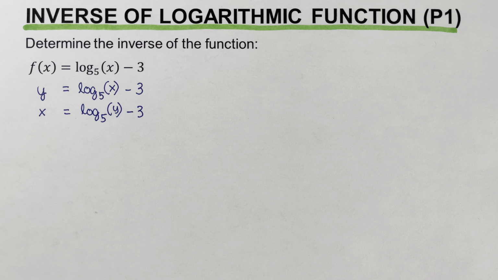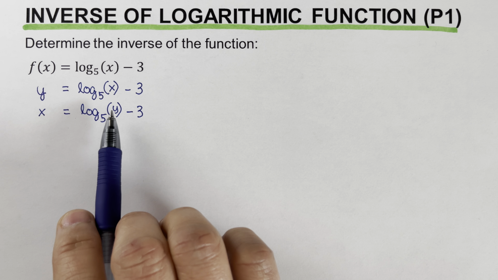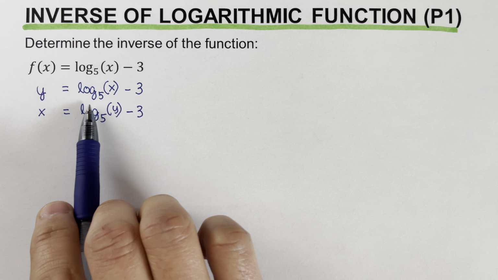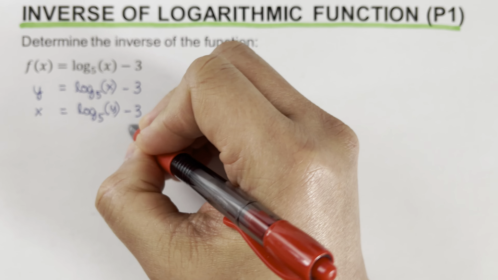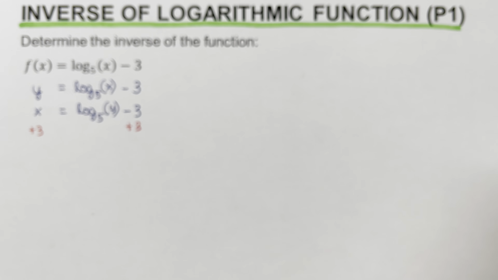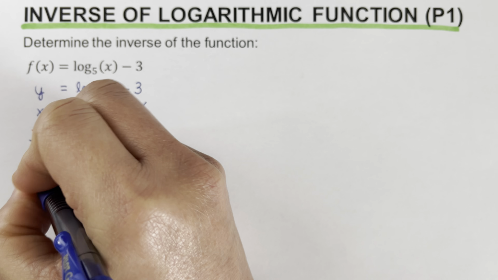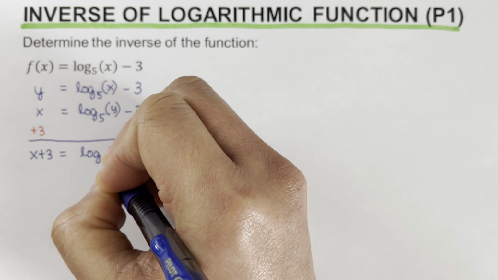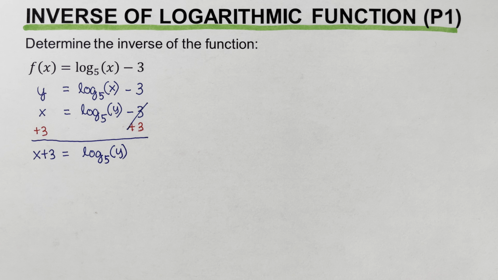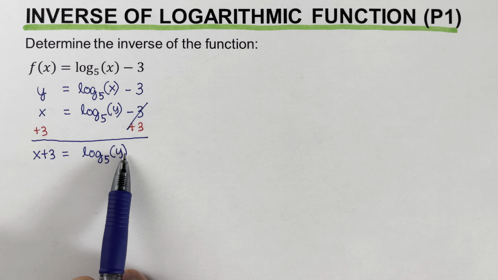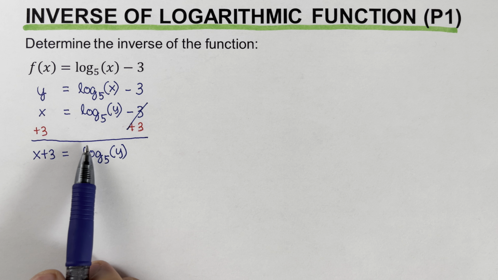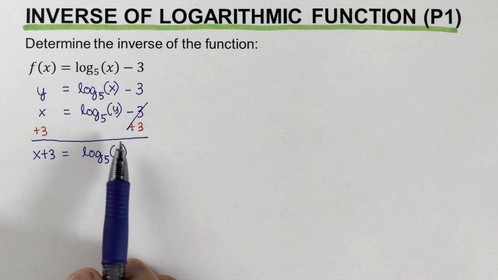Okay, now we are going to isolate the logarithmic expression on one side of the equation. So we need to have this by itself on this side, but we have the minus 3. So what we're going to do is add 3 to both sides so we can get rid of this 3. Okay, so right now we are left with x plus 3 equals log of y to the base 5. So we already isolated the logarithmic expression on one side of the equation.